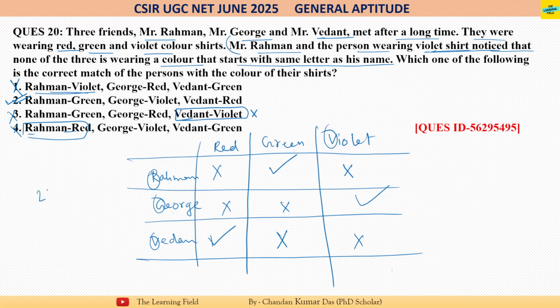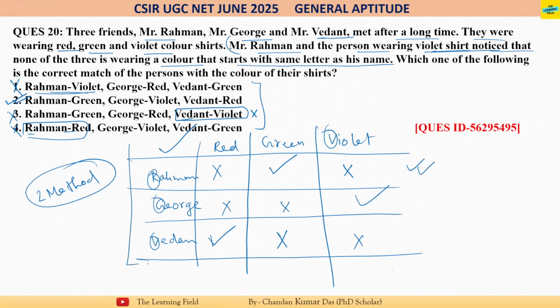So actually we can solve this question using two methods. One is this chart method and one is reading the statements. But I prefer that we go with this chart option, because the statements are not always clear and may be confusing. So in that case, you should definitely use this chart or tabular method for these types of questions. So these are the 20 questions of the CSIR June 2025 paper.